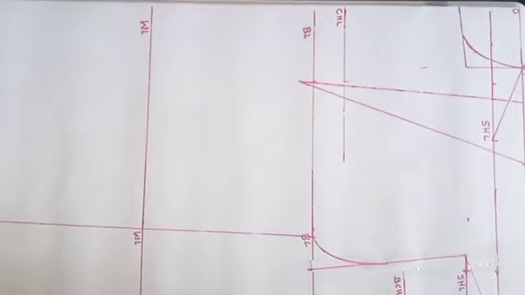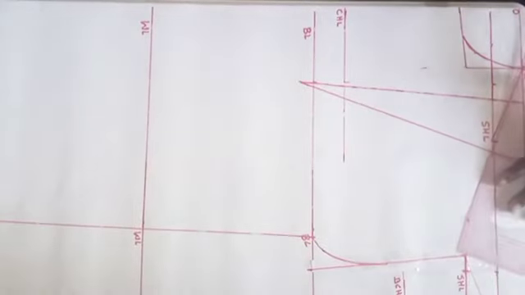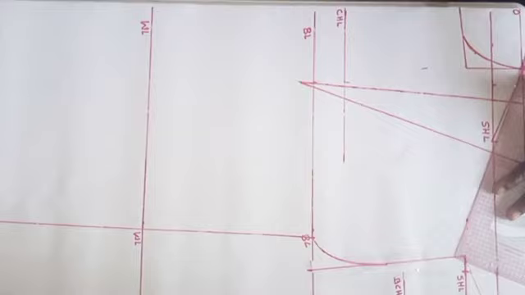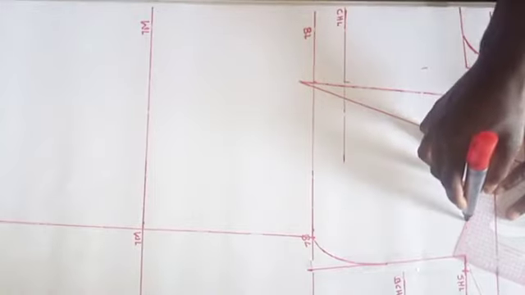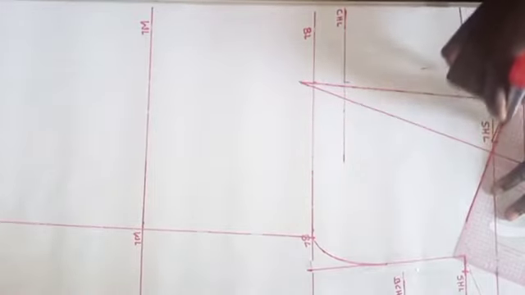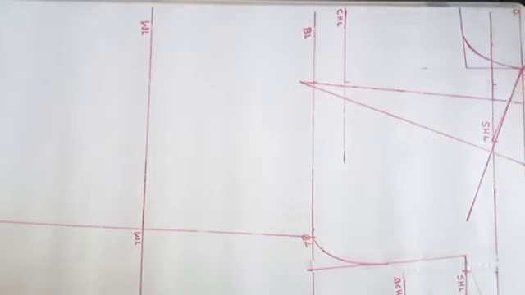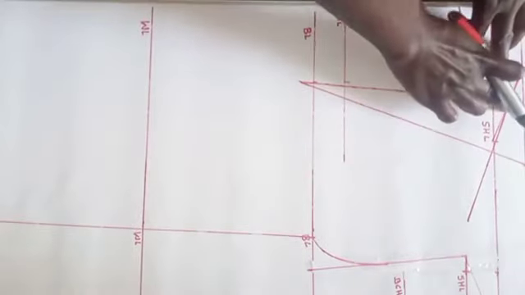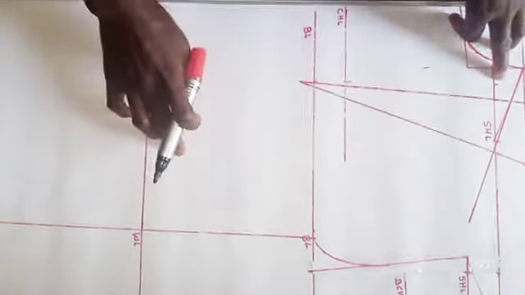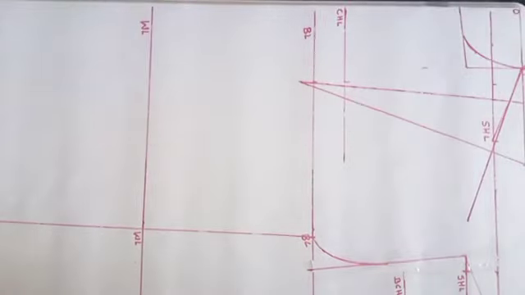So I'll be inserting the 8 inch at this point like this. Then I'll be connecting to the neck point using a straight line. So this will serve as our shoulder slope for the front bodice. So here is going to serve as the shoulder line.